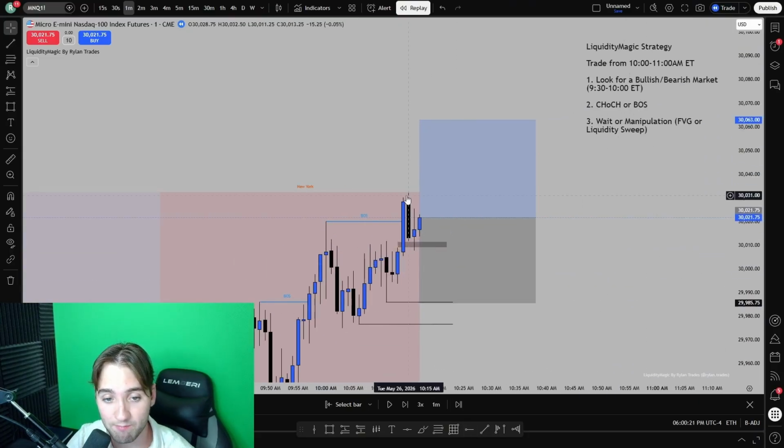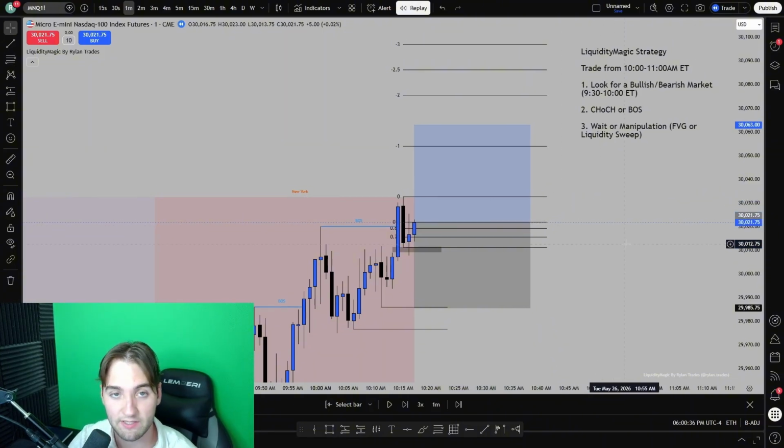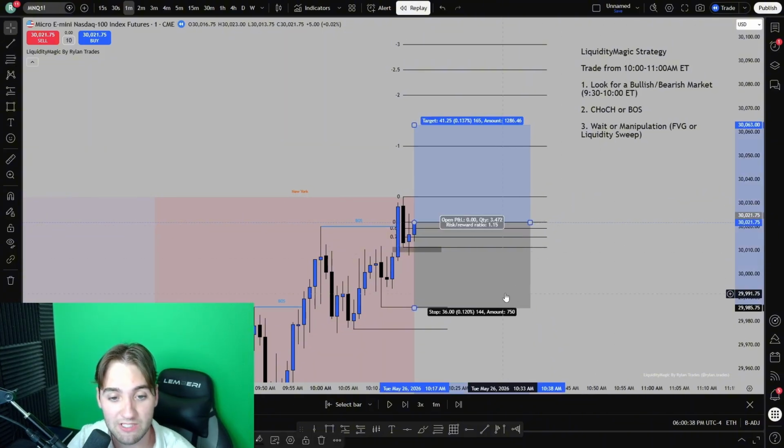I'm going to go ahead and measure the manipulation. So after the break of structure, this candle right here came down. We're going to measure this candle. So with the Fibonacci, I'm just going to measure the low to the high. Just like that. Okay. What do we see? Well, our entry is right here. We're going to use this as our take profit point.